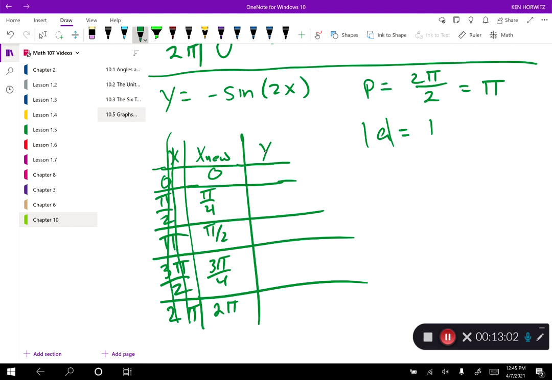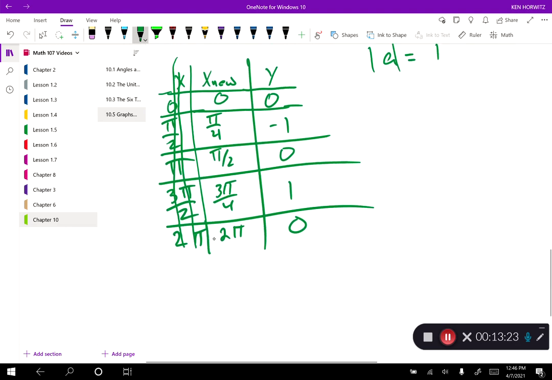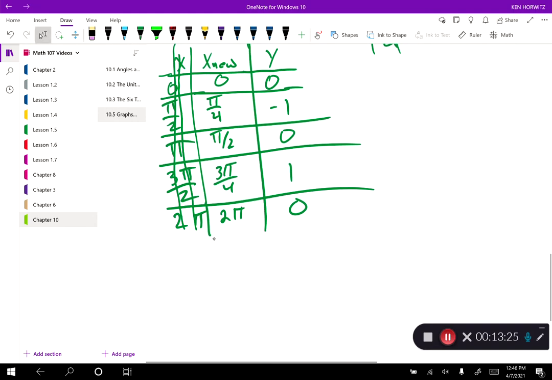All right, hopefully you ran the numbers. I got 0, -1, 0, 1, and 0. And now we're going to use our x new, our middle x values that we ran through the equation, and our y values in order to make a graph. I'm going to have to scroll up, but we can deal with that.